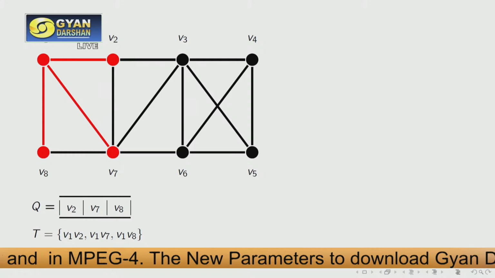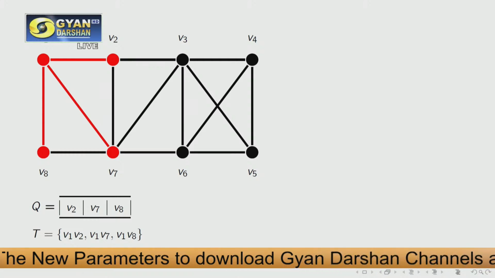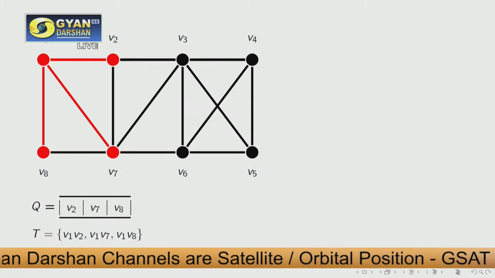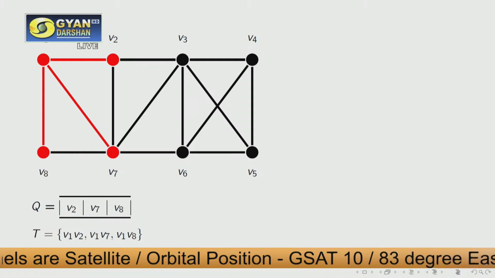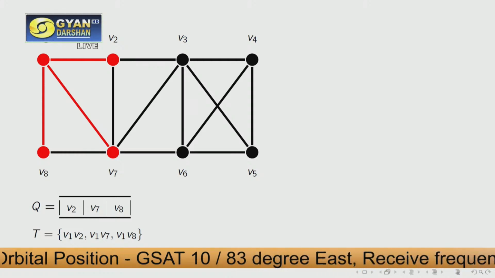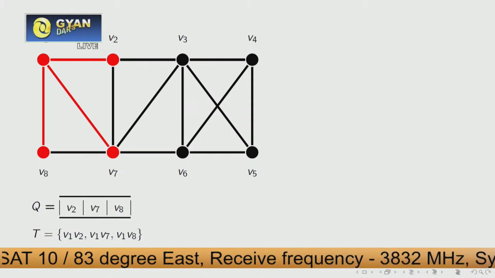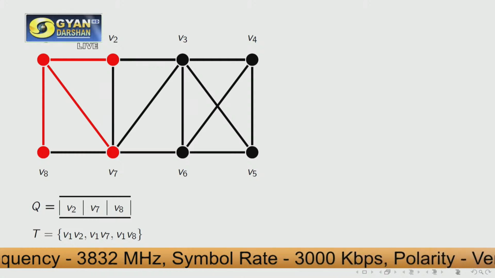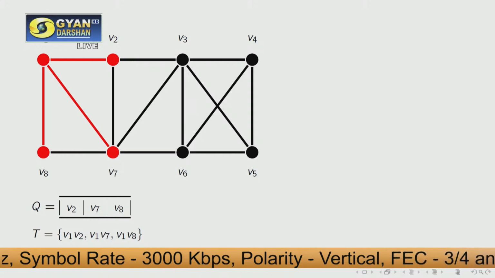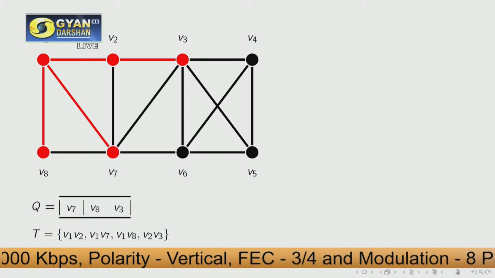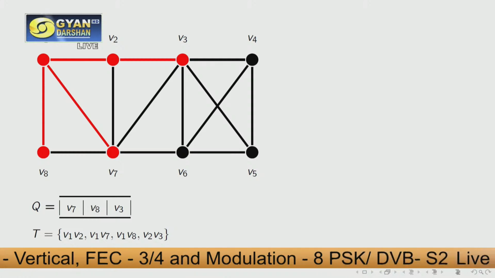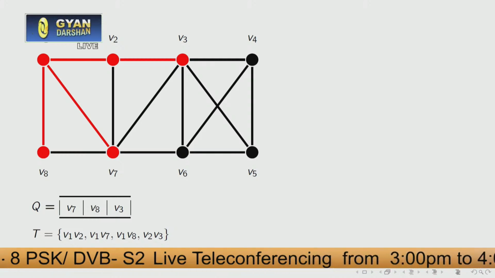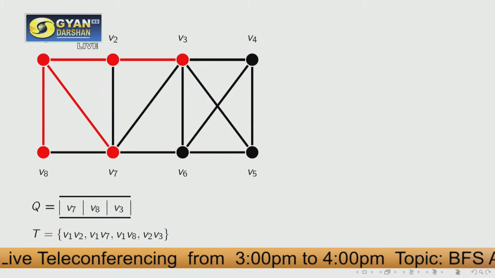So next, since all the neighbors of V1 have already been visited, we just move to the vertex V2 in the queue. We just remove it and we shall start visiting the neighbors of V2. As you can see, there is only one neighbor of V2 which is not visited, which is V3. So we just visit V3. In this case, V2 has been removed from the queue and V3 has been inserted at the end, and the edge V2, V3 has also been added to the tree.